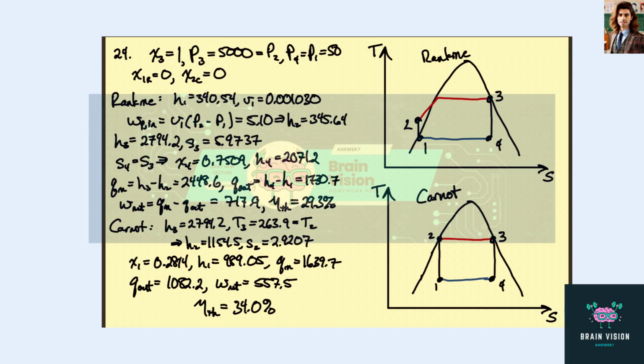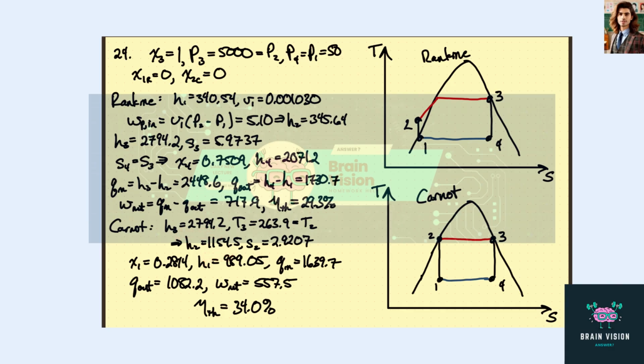What do we know here? We also know the enthalpy at point 4 is the same in both cases, because we were at a saturated vapor at the same pressure, and then we went down to here. So the enthalpy at 4 in the Carnot cycle is also this value here. So we can figure out that the heat transfer out is the enthalpy here minus the enthalpy here.